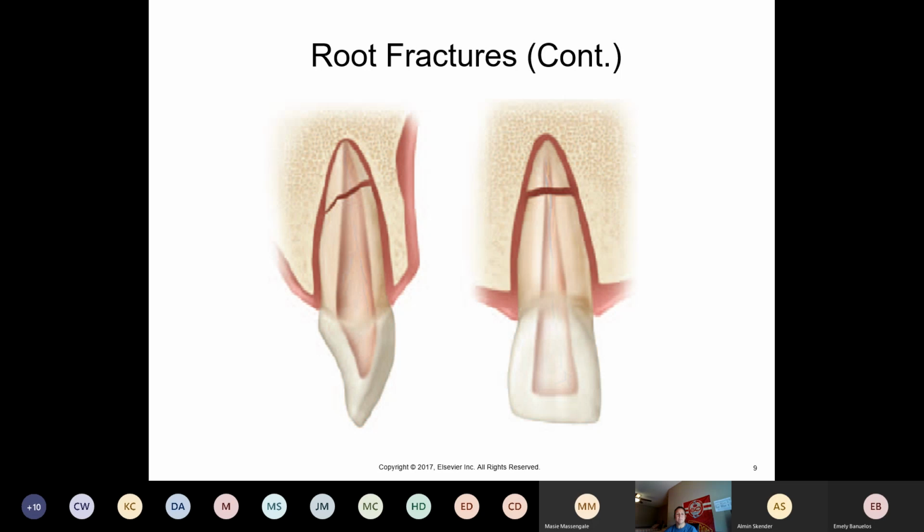Just to showing you root fractures. And the ones that are really horrific sometimes is when they're vertical and run the length of the tooth.